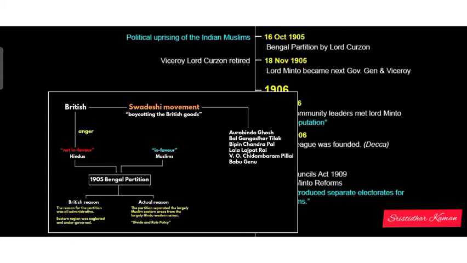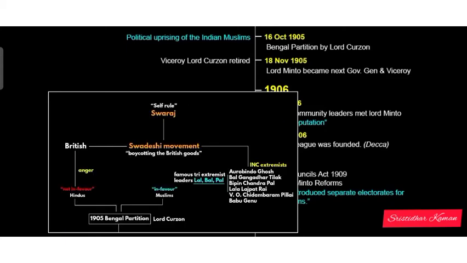Anyhow, the Swadeshi movement was organized and led by Aurobindo Ghosh, Lokmanya Bal Gangadhar Tilak, Bipin Chandra Pal, Lala Lajpat Rai, V.O. Chidambaram Pillai and Babu Genu. So basically, the Swadeshi movement was started by the extremist leaders of the Indian National Congress as a response to the Bengal partition decision taken by Lord Curzon. The extremist members of the Congress wanted to take this Swadeshi movement from Bengal to all over India with an objective to get Swaraj. Swaraj means self-rule.